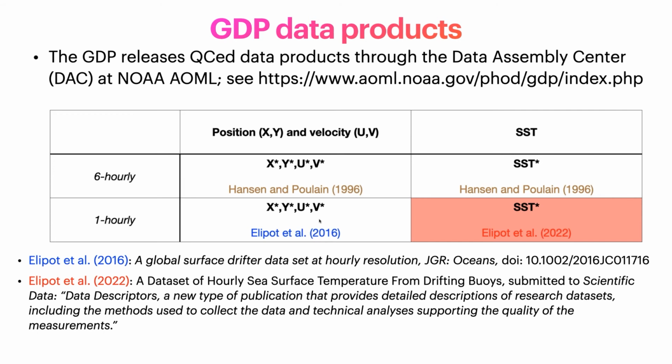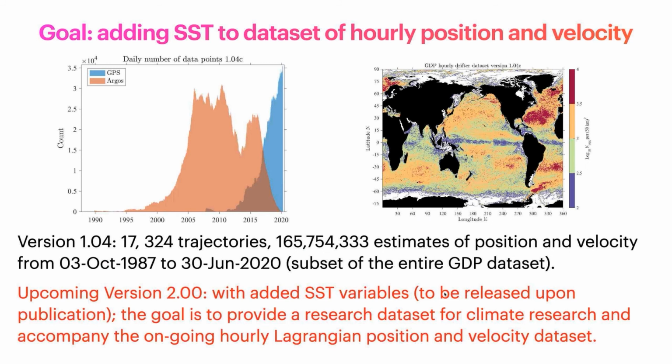From 2016. And the goal of the paper that we recently submitted, and that I'm presenting to you today, hopefully it will be Elipot et al. 2022, is describing the methods that we've put in place in order to derive an hourly dataset of SST estimates along drifter trajectories. This manuscript was submitted to a journal called Scientific Data, in the form of a data descriptor paper. That is, it's a new type of publication that provides a detailed description of a research dataset, including the methods used to collect the data and technical analysis supporting the quality of the measurements.